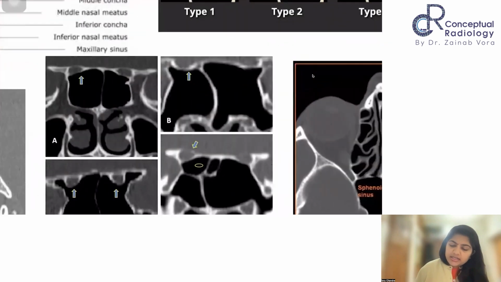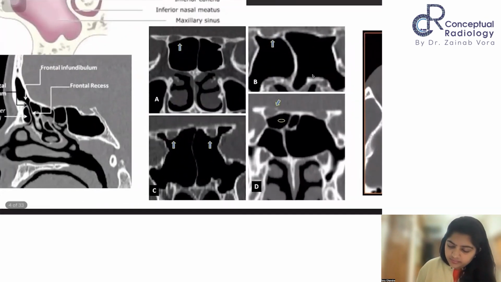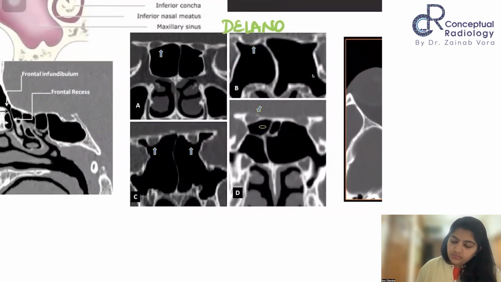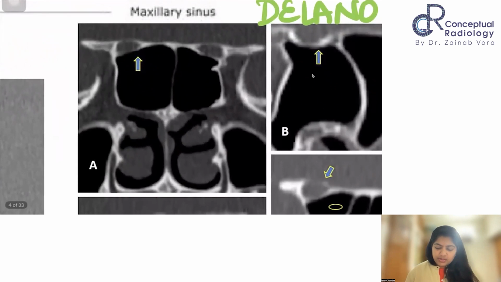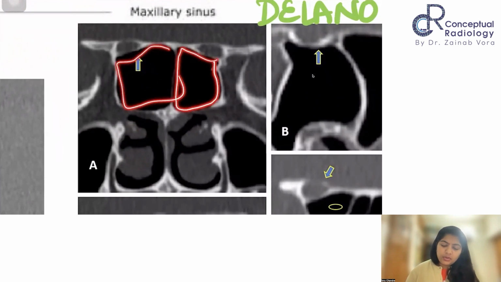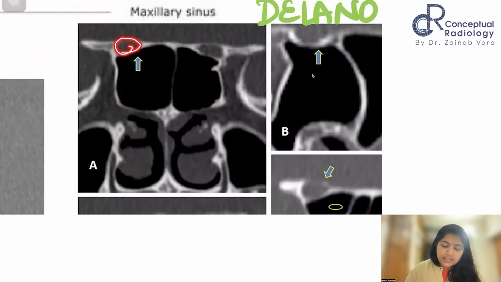Next, there is something called Onodi... Delano's classification. So in Delano's classification, if you notice this coronal image, just look at this coronal image. These are your middle turbinates, inferior turbinates. This is the section where you can see both the sphenoid sinuses and you can see the optic nerves. So anytime there is a neural structure adjacent, we are very, very careful. Again, we have a classification for this. Why?